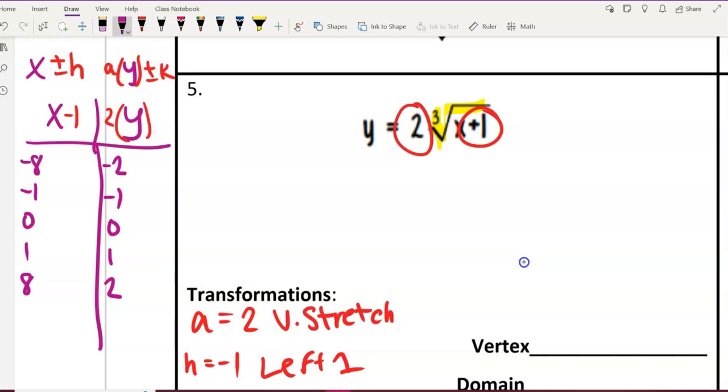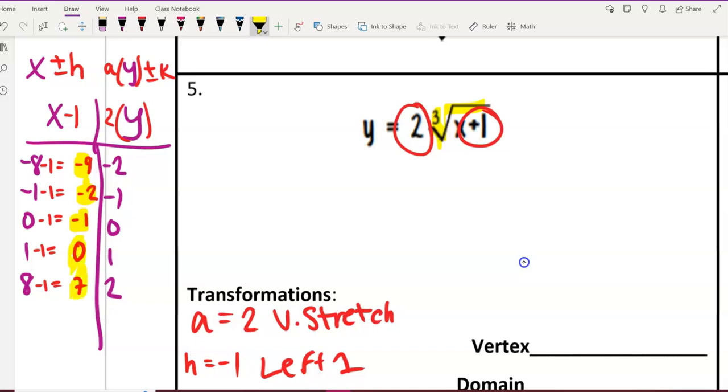So here we have -8 minus 1. That's going to give us -9, -2, -1, 0, and 7. So these points that we just did by subtracting 1 from x are going to be our new x values. I think I messed up here. Wow, so silly. 1 minus 1 is 0, not -2. There we go.